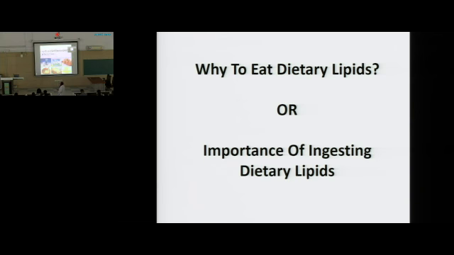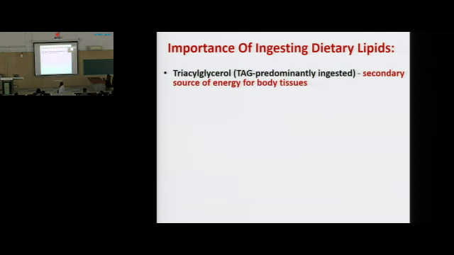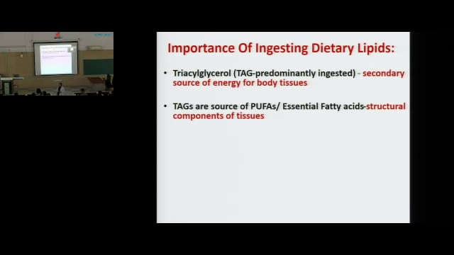So we are eating lipid because, first of all, they are macronutrients of the food substance, and very important, they are a source of energy, a secondary source of energy. Secondly, the fat which has fatty acids, they have SFA, PUFA. Now what are PUFAs? Polyunsaturated fatty acids.